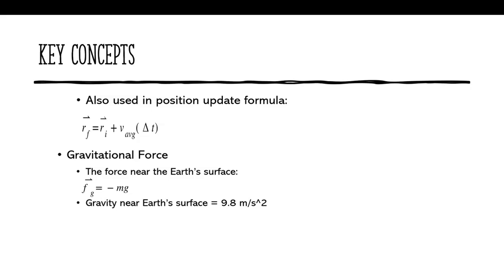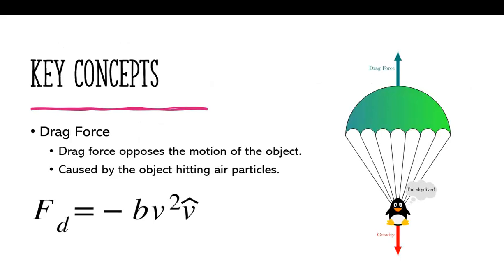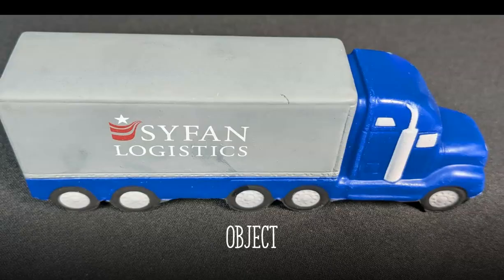Another key concept is gravitational force, or the force near Earth's surface, which is mass times gravity, and gravity near Earth's surface is 9.8 meters per second squared. Another key concept is drag force. Drag force opposes the motion of the object. It is caused by the object hitting air particles. The equation is drag force equals negative b times velocity squared times unit vector of velocity.